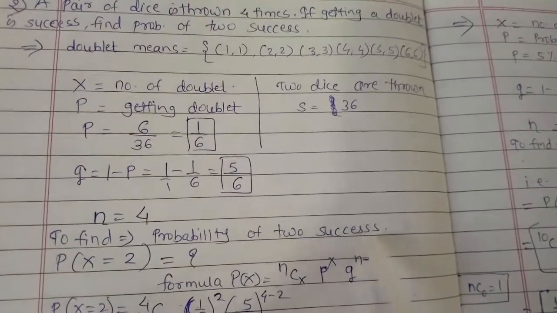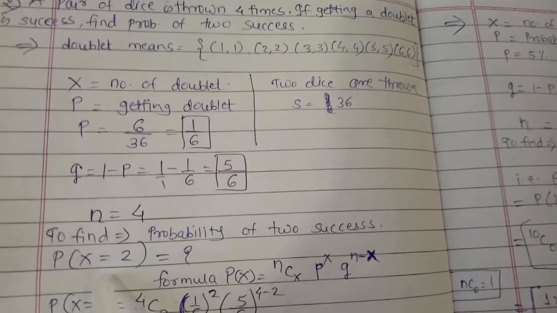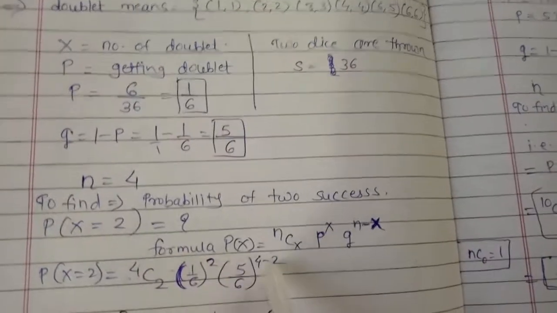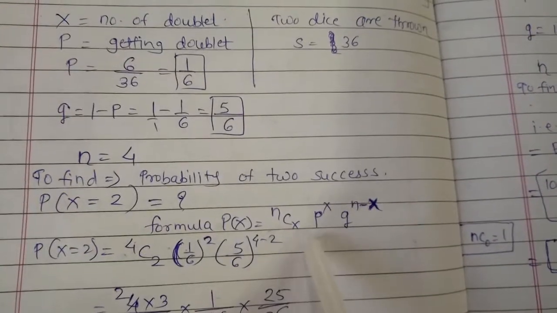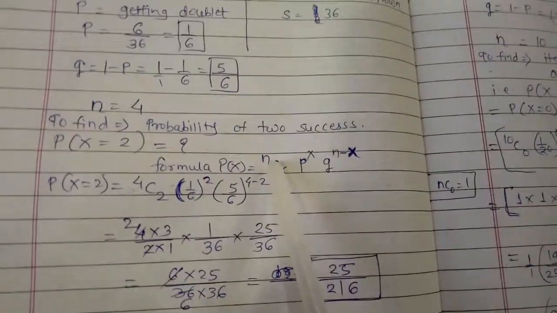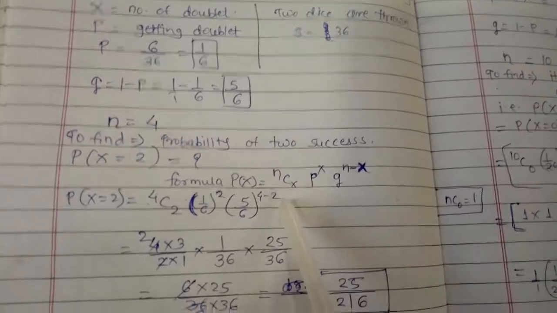So to find the probability of 2 successes, here x is equal to 2, because we want 2 successes. So the formula is P(x) = nCx p^x q^(n-x). Just try to put down the values here. So n is 4 and x is 2.